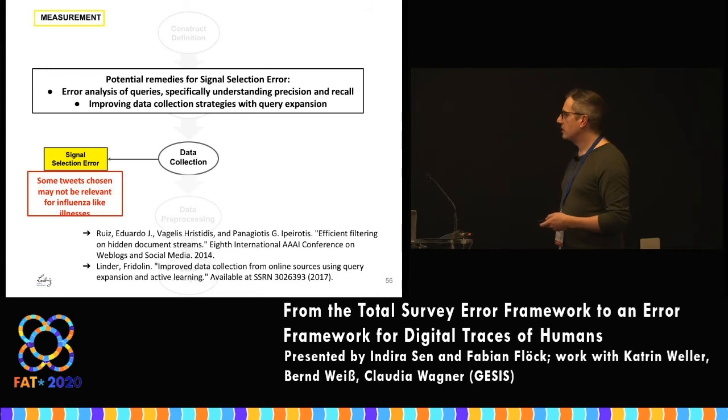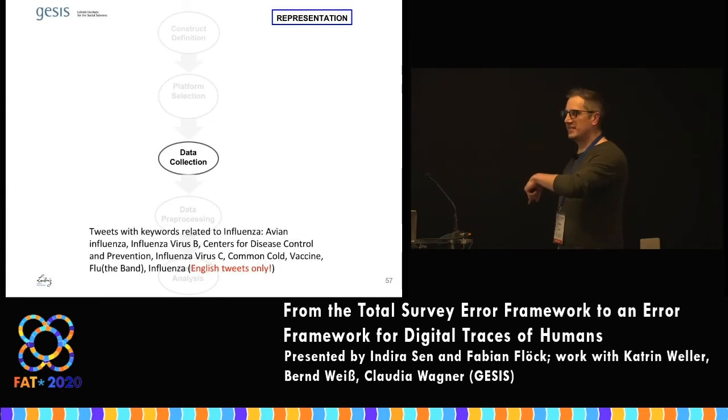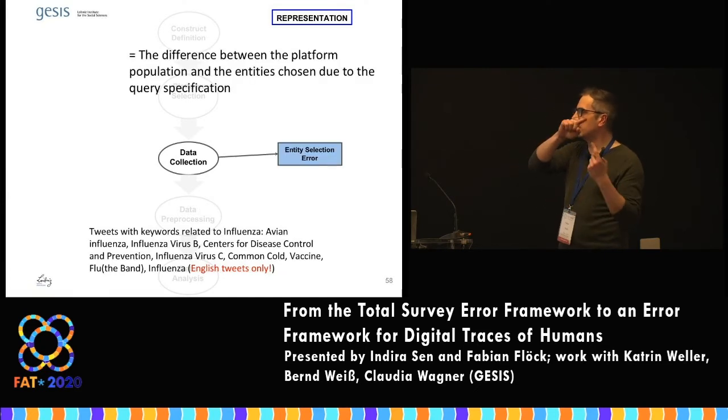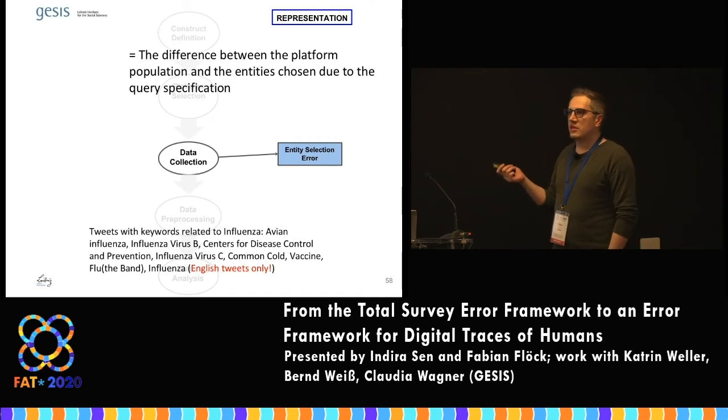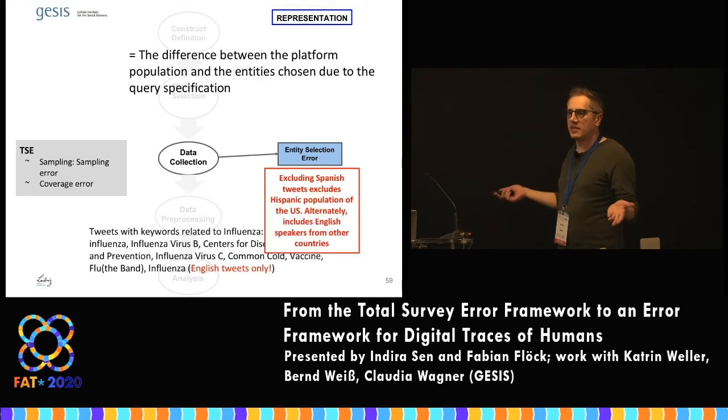Then in terms of representation, what I did before, I only got the tweets in English, for example. So that is an entity selection error, selecting the accounts or the profiles on Twitter because I only select a certain signal. So a signal selection often entails an entity selection problem. If I only choose people that use this specific hashtag, I will probably get younger people or people that actually use hashtags. So that's a problem that is induced by the signal selection and goes to entity selection. If I use, for example, English tweets only, I will only get English-speaking residents of the US. I will not get the big Spanish-speaking population of the US, which makes me miss a lot of influenza cases, yeah?